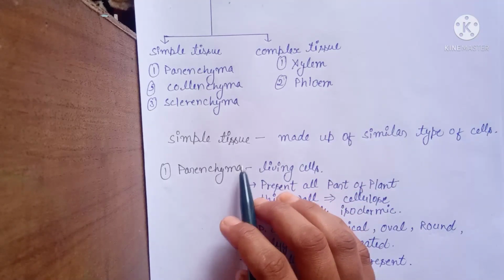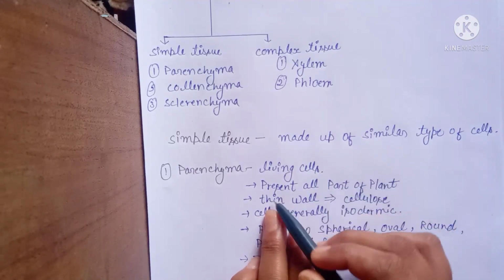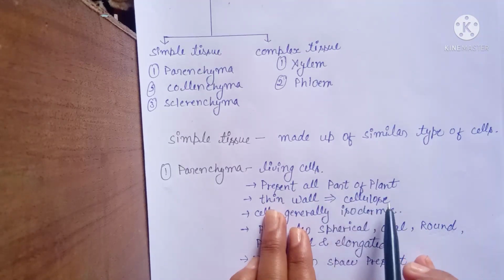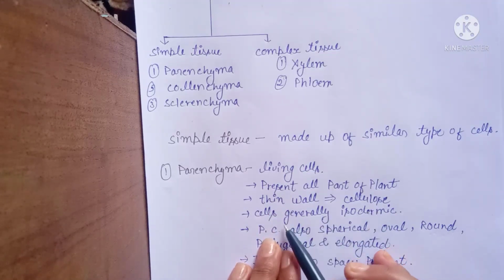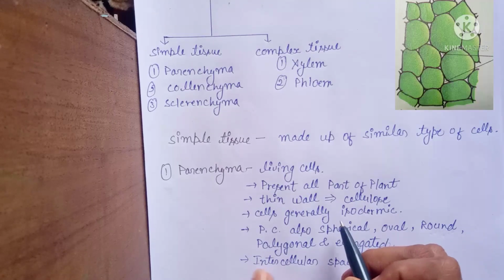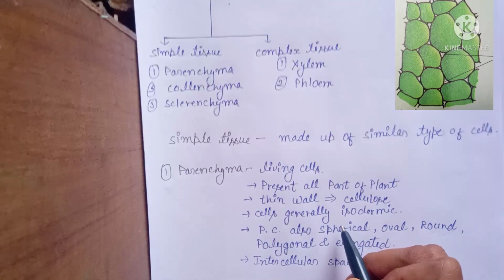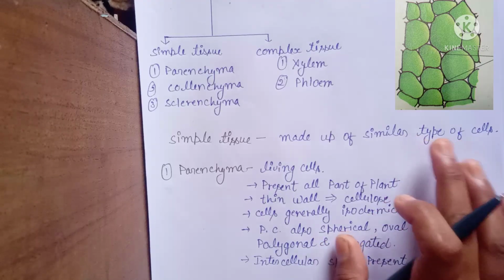So first we understand parenchyma. Parenchyma are living cells present in all parts of the plant. These cells are thin-walled and made up of cellulose. Parenchymatous cells are generally isodiametric, and these cells are also spherical, oval, rounded, polygonal and elongated in shape. Intercellular space is present in parenchymatous cells. Here you can see these parenchymatous cells found in the inner layer of leaves called mesophyll. These cells are photosynthetic.